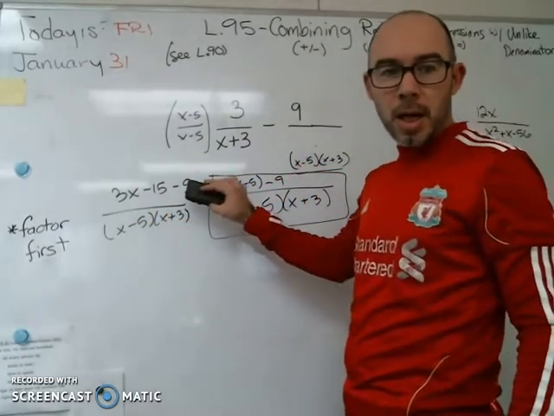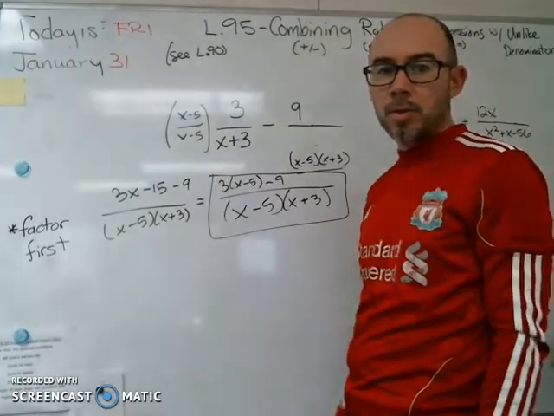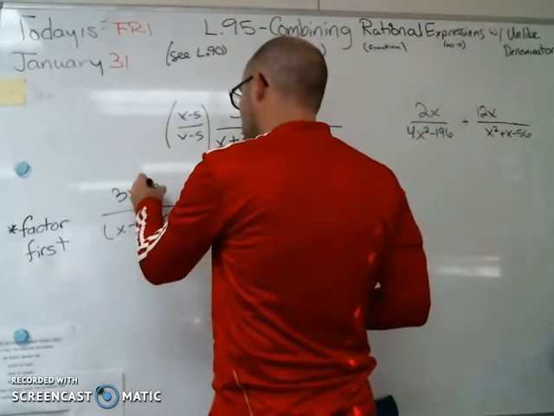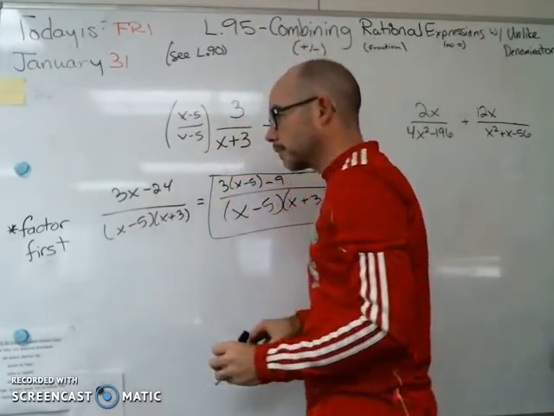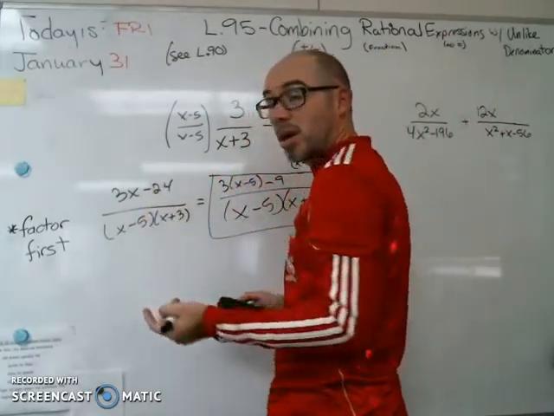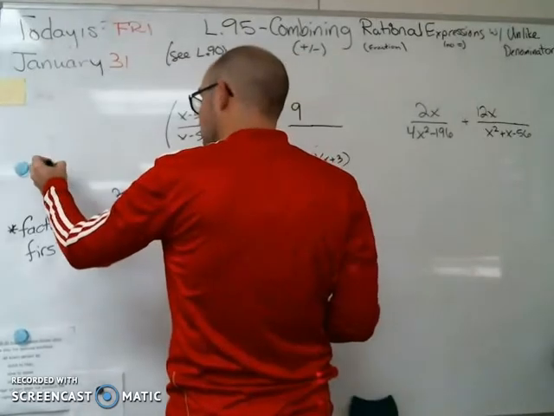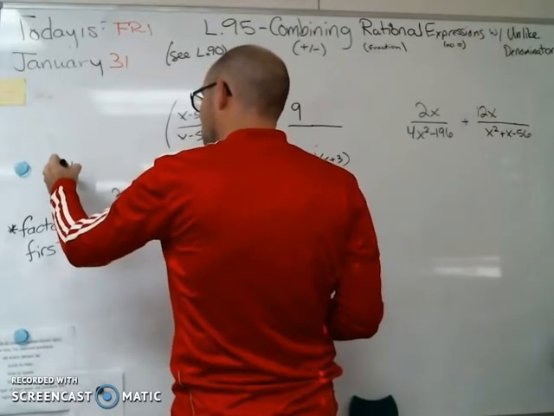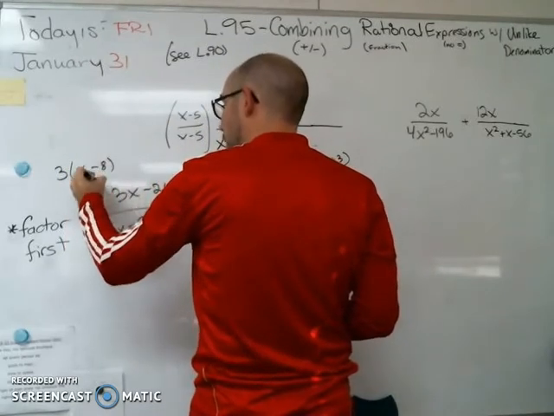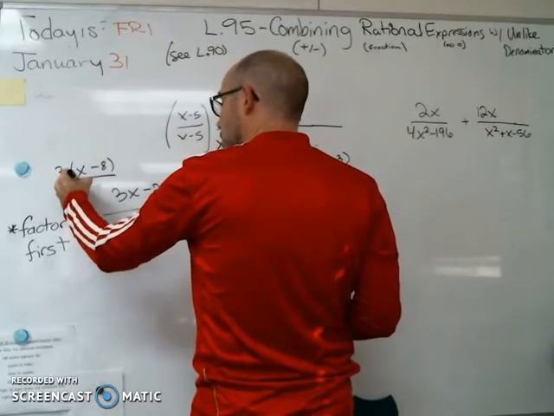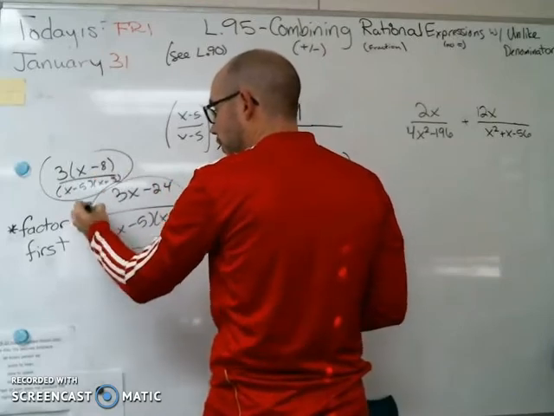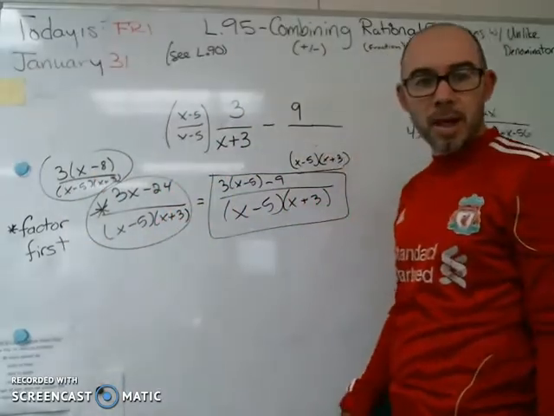And then lastly, I will combine these two like terms here, negative 15 and a negative 9, to make negative 24. If I want to, I can even do a little bit more factoring, because I know that 3 and 24 are both divisible by 3, yes? 3x and 24, so I could pull this out and say I'm left with 24 divided by 3 is 8. So if I wanted to, I could leave it like this, but this form is just fine. I'd probably leave the answer like that right there.